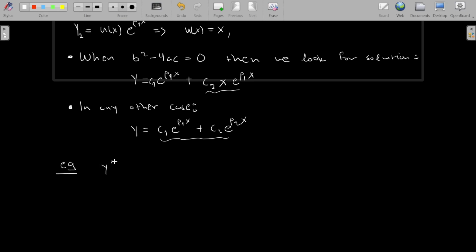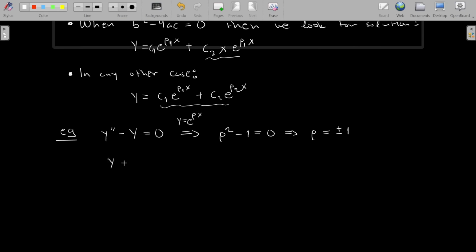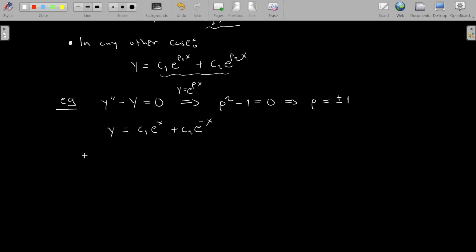Okay, let's say we have y double prime minus y is equal to 0. Go ahead and set, like we said, e to the rx. This will get you r squared minus 1 is equal to 0. So r is plus minus 1, meaning that y is equal to a constant times e to the x plus another constant times e to the minus x.